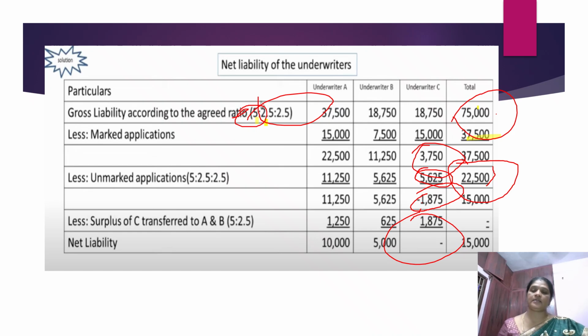But whenever the underwriters are working, they are not working free of cost. They should receive commissions according to their ratios, for example 5% commission and 2.5% commission.